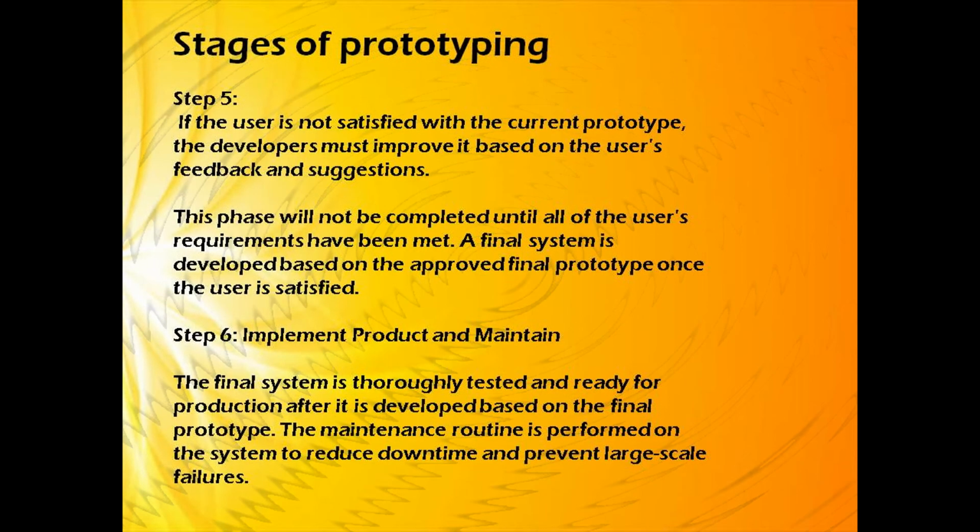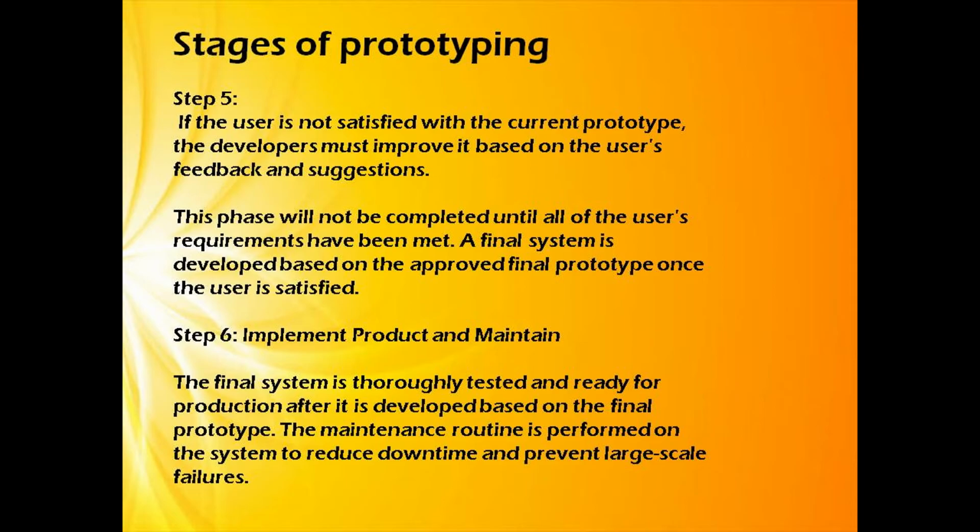Step 5. If the user is not satisfied with the current prototype, the developers must improve it based on the user's feedback and suggestions. This phase will not be completed until all of the user's requirements have been met. A final system is developed based on the approved final prototype once the user is satisfied.